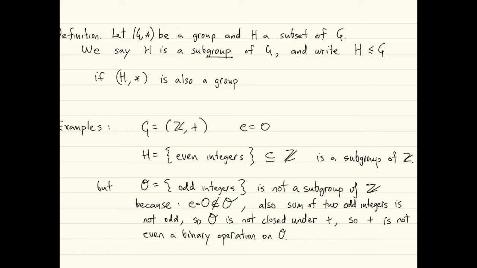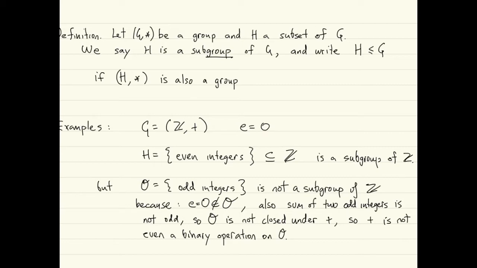By contrast, the set of odd integers is not a subgroup of Z. Why? Well, several reasons. First, the identity element is not an odd integer. That's one reason why the odd integers are not a group, because a group has to contain an identity element. And we know that there's only one identity element for Z with addition. It's the 0.